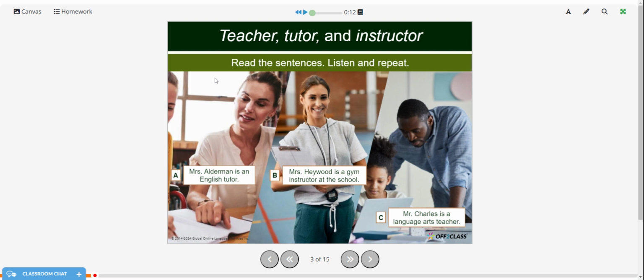All right, again, I'll read the sentences and you listen and repeat. Mrs. Alderman is an English tutor. Mrs. Haywood is a gym instructor at the school. Mr. Charles is a language arts teacher.